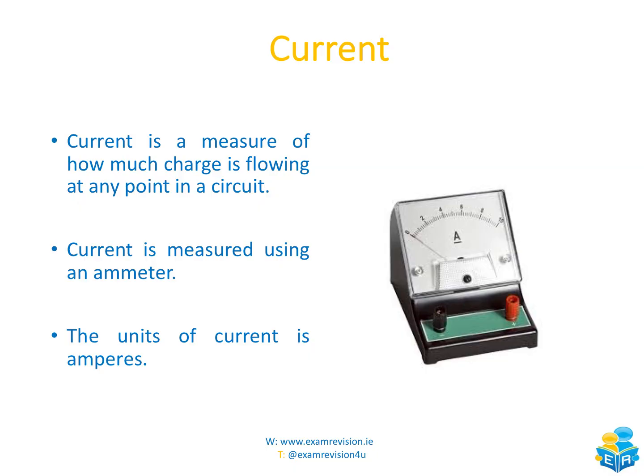So current is a measure of how much charge is flowing at any point in a particular circuit, and it's measured using an ammeter. So this piece of equipment over here looks very like the voltmeter, but we know it's an ammeter because it has the letter A in the center. And the ammeter is used to measure current, and the unit of current is the amperes. And we can abbreviate that down to amps. More often than not we just use amps rather than amperes.